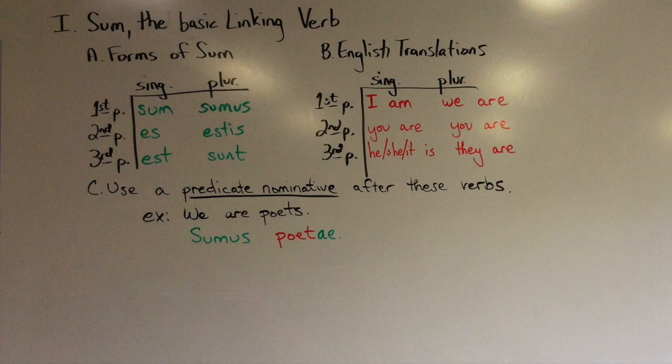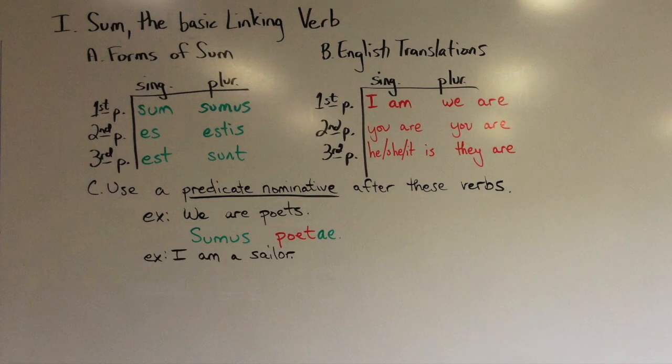Let's see if you can translate the sentence, I am a sailor, all on your own. Pause and try that now. If you translated it correctly, then you should have seen that I am would translate to Latin as sum. And then, for sailor, we would start with the stem, naut, and then we would add the nominative singular ending because it's a predicate nominative.